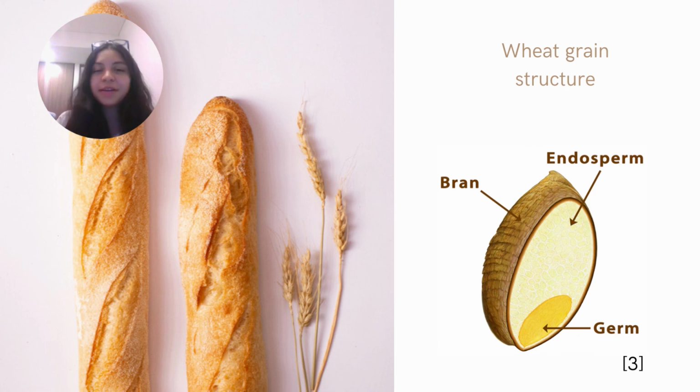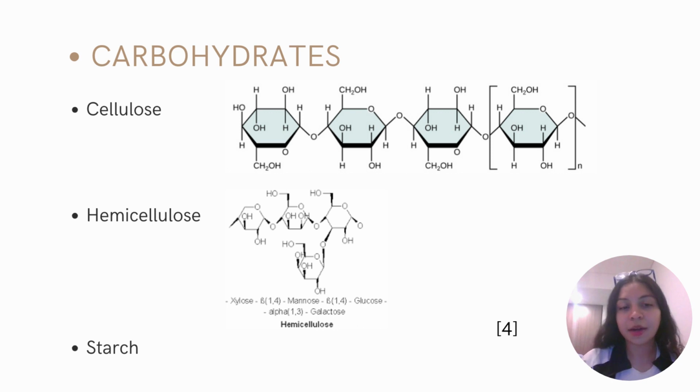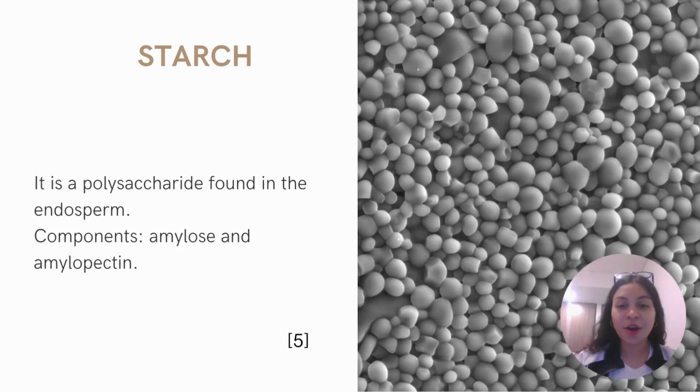Wheat flour is another crucial ingredient to make bread. It comes from wheat, which is a cereal with three principal parts: the germ, the endosperm, and the bran. In wheat, we can find different components such as carbohydrates, proteins, and lipids. The carbohydrates that can be found in wheat are cellulose, hemicellulose, and starch. Starch is a polysaccharide found in the endosperm of the grain, and it's composed of amylose and amylopectin.